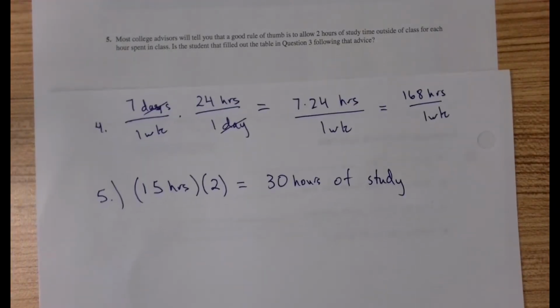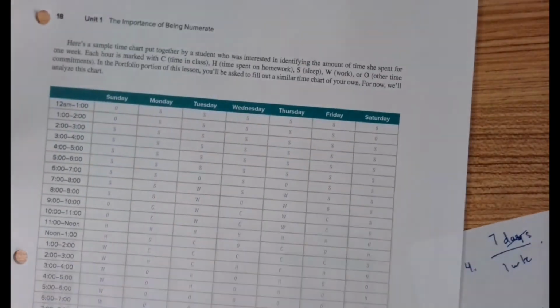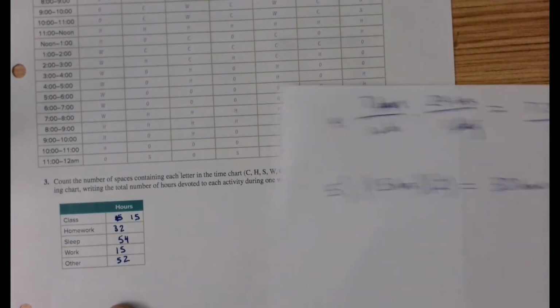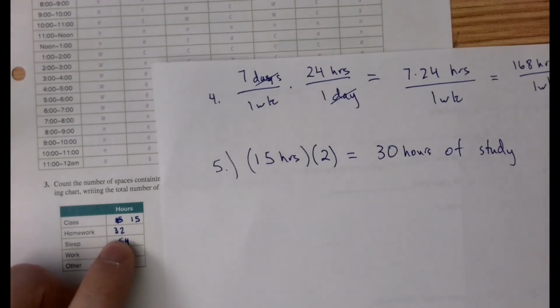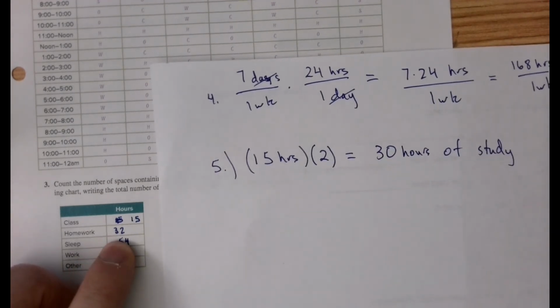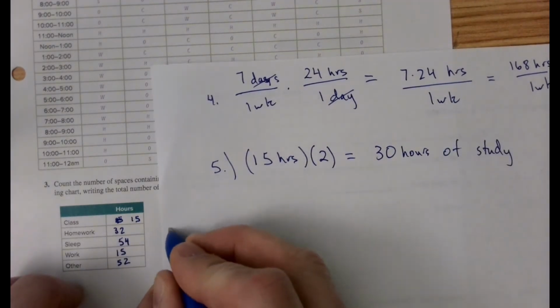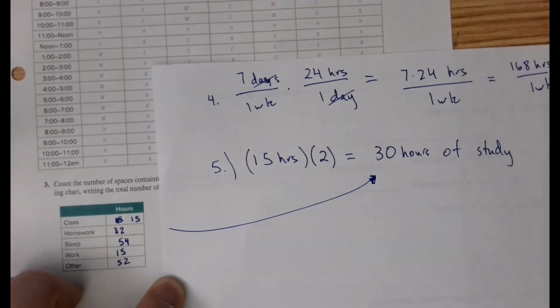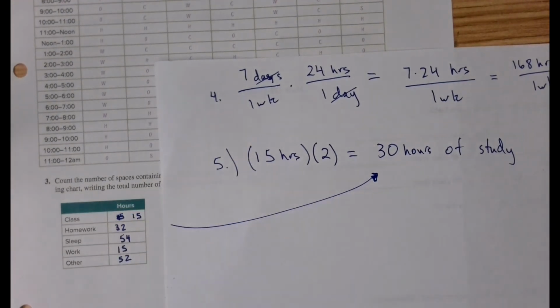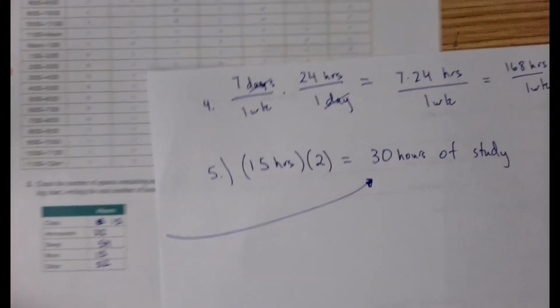Okay, so we want to go back to the table and decide, was this student actually spending that much time studying? And if you look at the homework category, they were spending 32 hours a week doing homework, which is study, by the way, specifically for math classes. So looking at the number of hours we would expect them to spend, 30 hours a week, they're actually spending 2 extra hours a week, so good for that student.